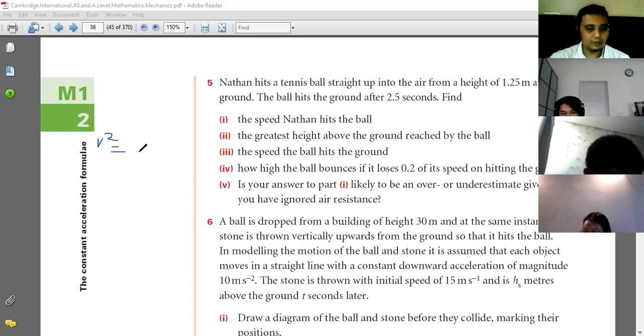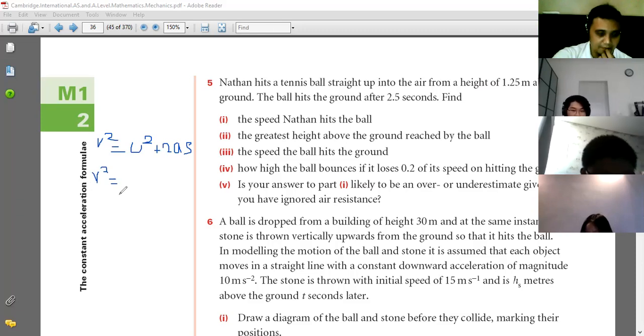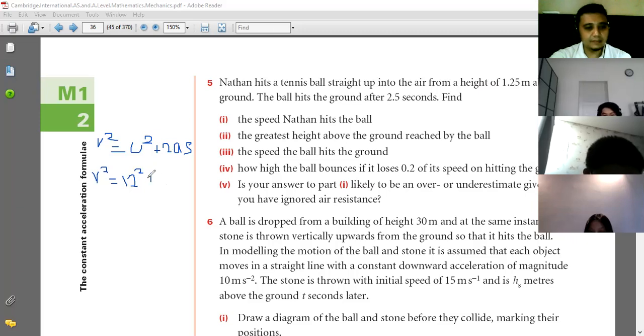V squared equals u squared plus 2as. Okay, so v squared equals, how much is u squared? 12 squared, right? Yes, sir, 12 squared. And then plus 2, plus 2, 10.